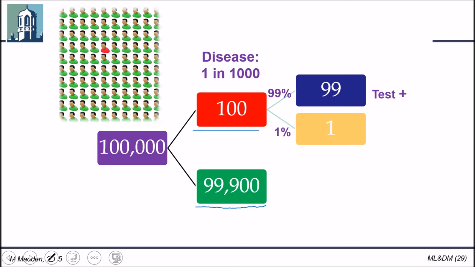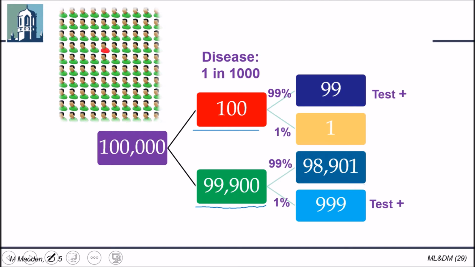Again, we've got this test, 99% accurate. We can run the sums on it, and we'll see that if this test is 99% accurate, it will correctly say that 98,901 people do not have the disease, and that's a correct answer. However, it will also say that another 999 people will test positive. That's 1% of our sample here. Look, that's 1%. 999 of them will test positive even though they don't have the disease. So that's another false result, like this false result here.